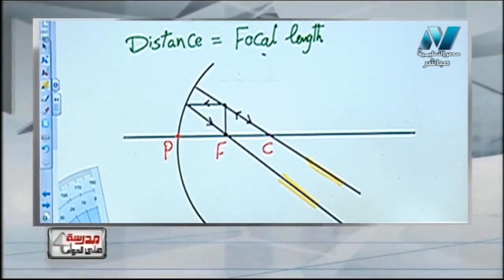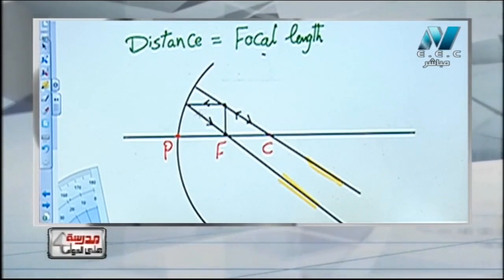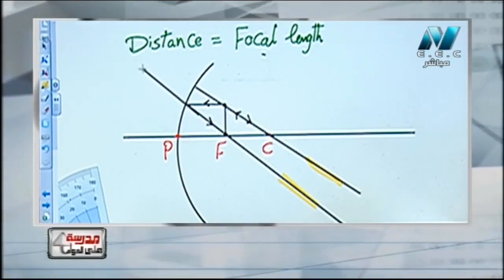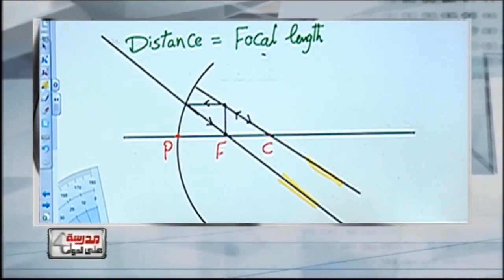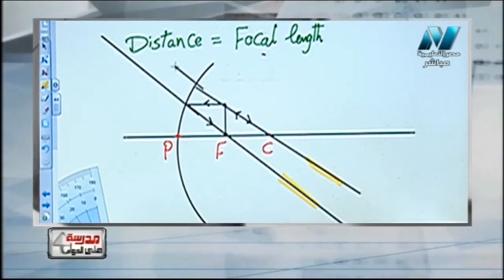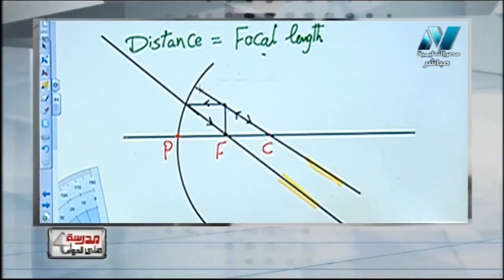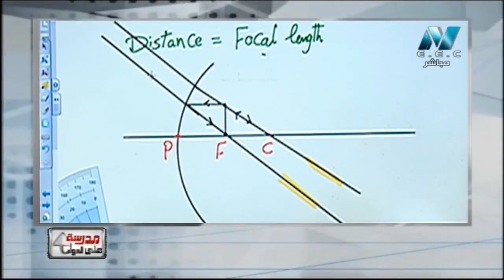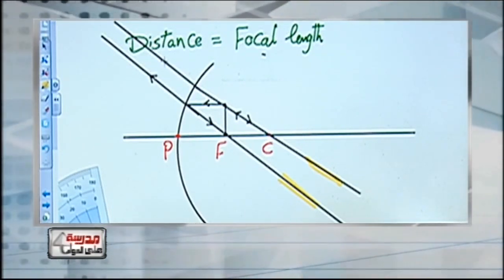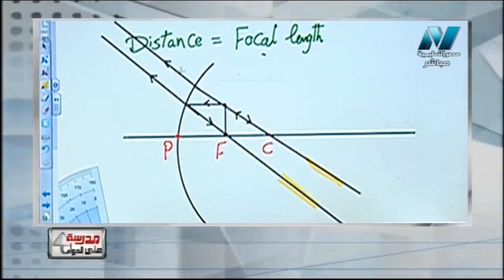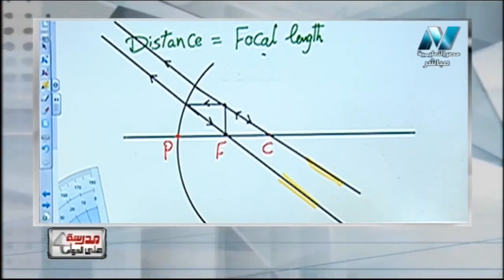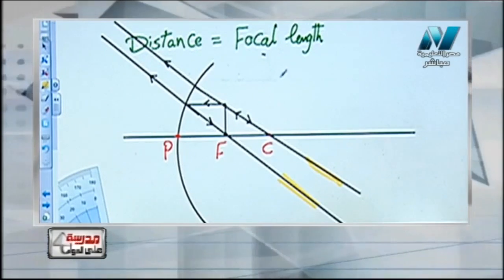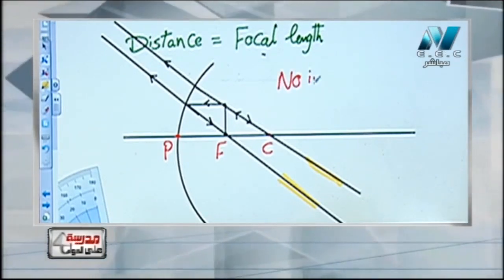So we will use what? Extension by ruler, again with the ruler. As we have here the extension of the reflected ray in this direction and another extension of the reflected ray in this direction, as we see. The reflected rays didn't intersect. They are parallel. So in this case, only in this case, we have no image.